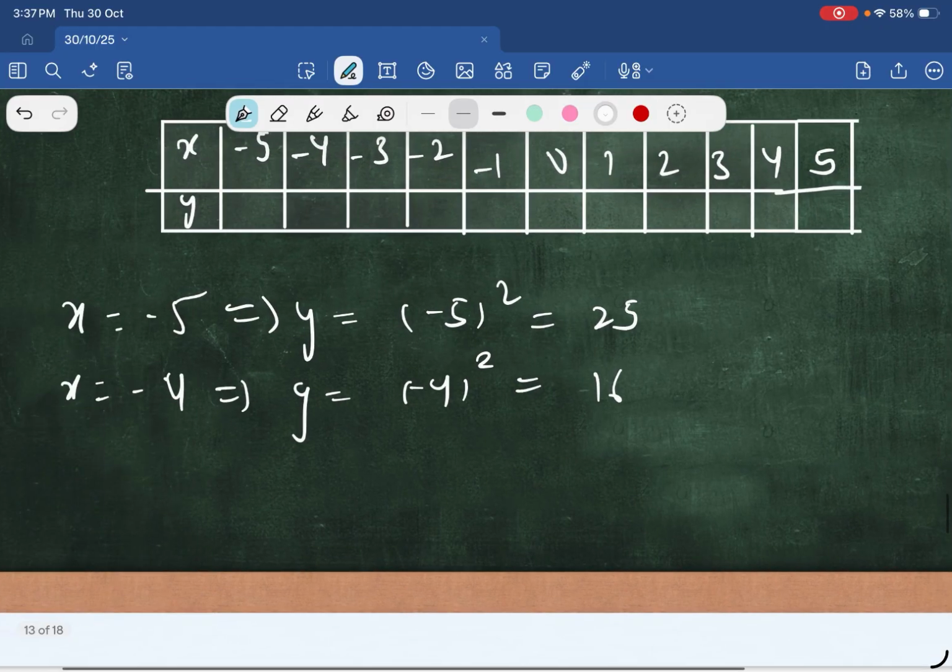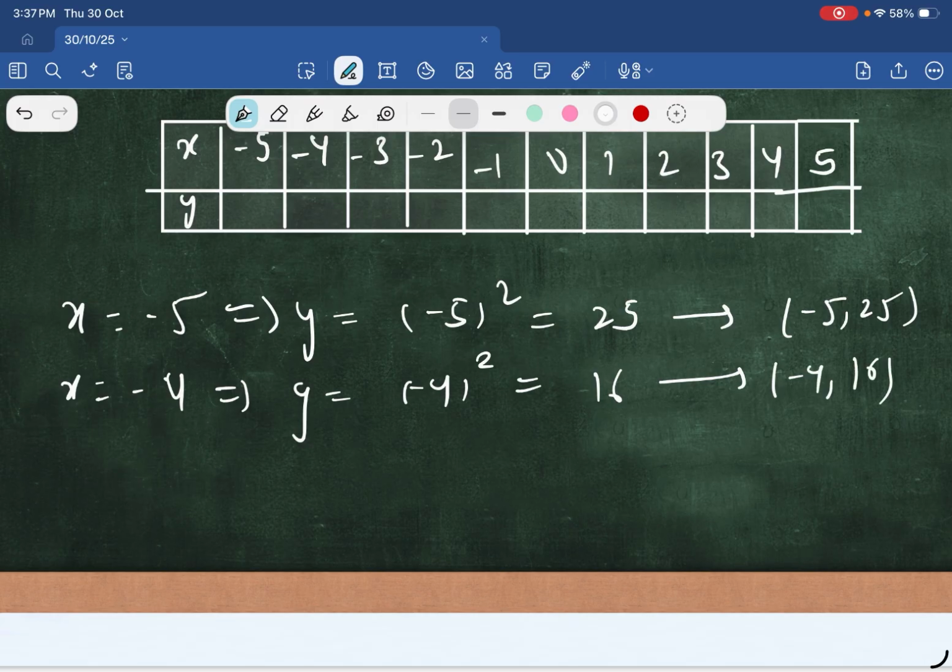So the coordinates of this graph are (-5, 25), and same for this, (-4, 16). So for x equals -5, we get y equals 25. For this one it is 16, for this one 9, 4, 1, 0, and for 1, 4, 9, 16, 25.